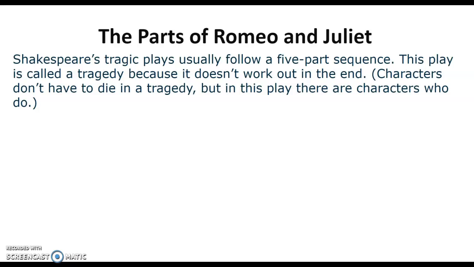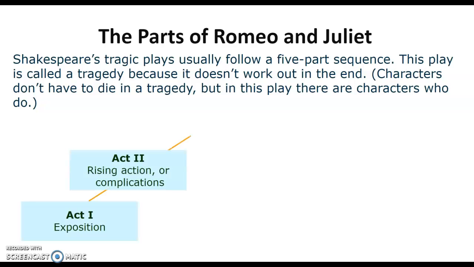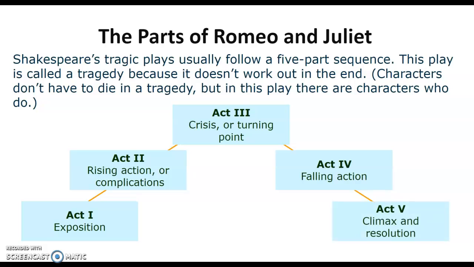So Shakespeare's tragic plays usually follow a 5-part sequence, and this play is called a tragedy because it doesn't work out in the end. Characters don't always have to die in a tragedy, but this play does have quite a few characters who do die. So usually the play follows this pattern, right? Act 1 is the exposition where we get to learn the characters and their motivations. Act 2 is the rising action or the complications. Act 3 is a crisis or a turning point. Act 4 is falling action. Act 5 is usually the resolution or the ending.